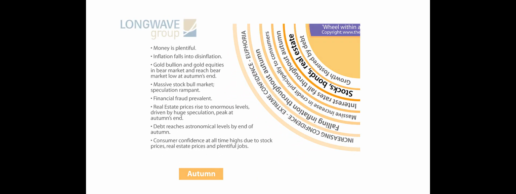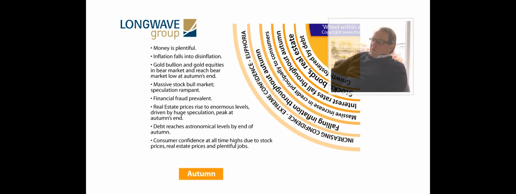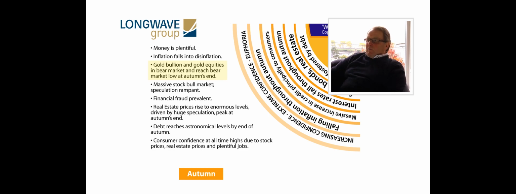So we're now going into the autumn of the cycle. Autumn is always the biggest bull market in stocks, bonds, and real estate of the cycle. So what is autumn? How do we understand autumn? Money is very plentiful. Inflation, which peaked at the end of summer, starts to fall into disinflation or falling inflation. Gold bullion and gold equities are in a bear market and reach a bear market low at autumn's end.